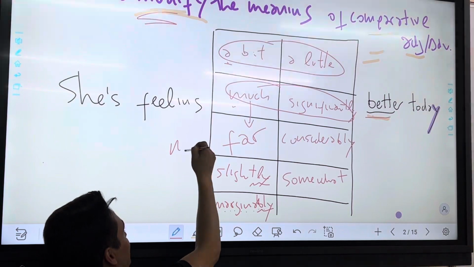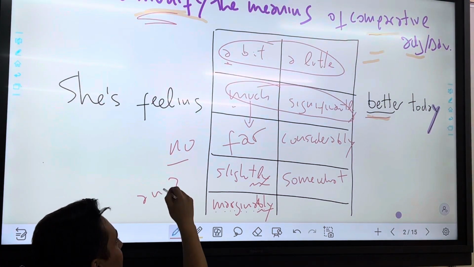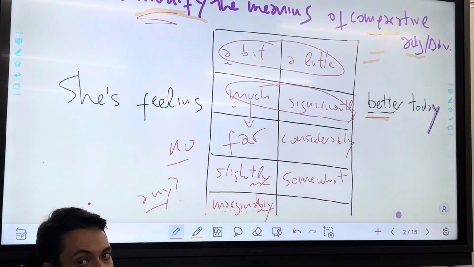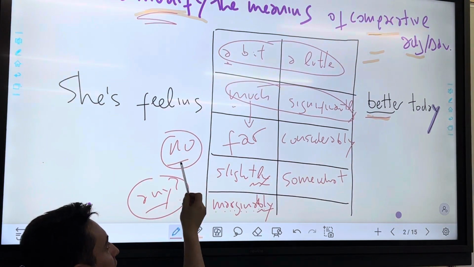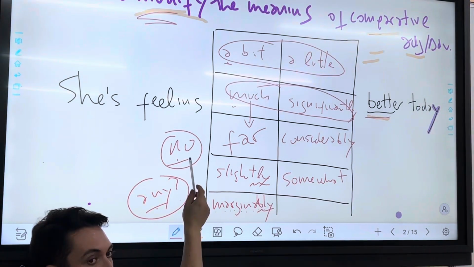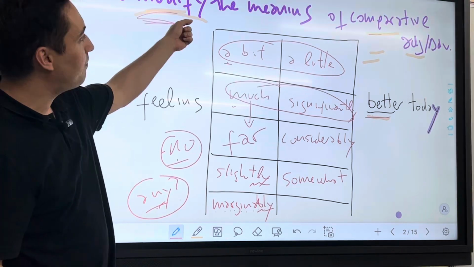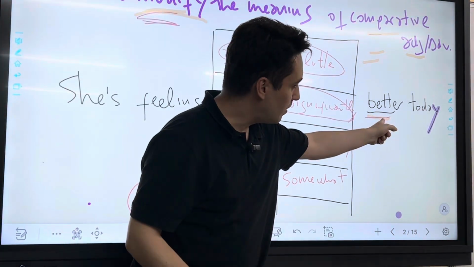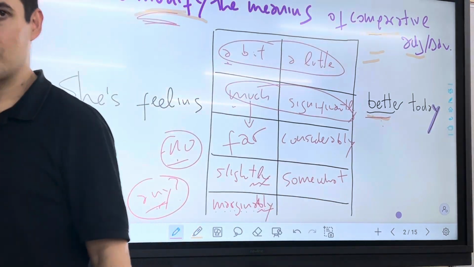Yeah? She's feeling no better. Or if you make a question, is she feeling any better? No. She's feeling no better. Any or no can also be used. So remember, you can modify the meaning of the comparative with adverbs like this. So far, so good?